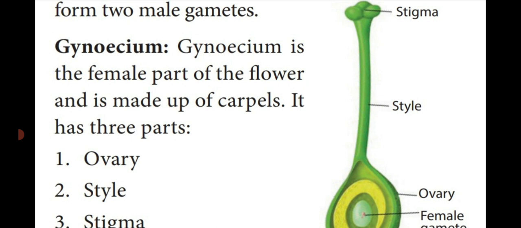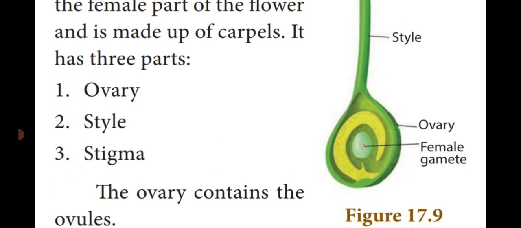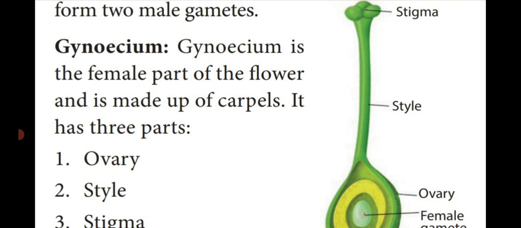This gynoecium consists of three parts. The basal oval-shaped structure is known as the ovary, which contains the egg or ova. Then a small, slender, straight, long, filamentous or tubular structure is known as the style. At the tip, the cap-like structure is known as the stigma.